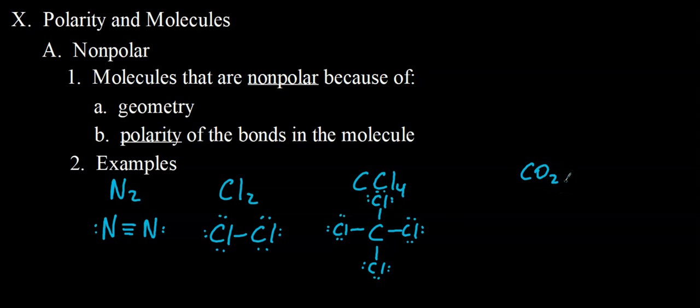Go ahead and draw the Lewis structure for carbon dioxide. So it looks like that. So this molecule, like carbon tetrachloride, also contains polar bonds. But what's attached to the central atom? We have two oxygens. This molecule is symmetrical and therefore is nonpolar.